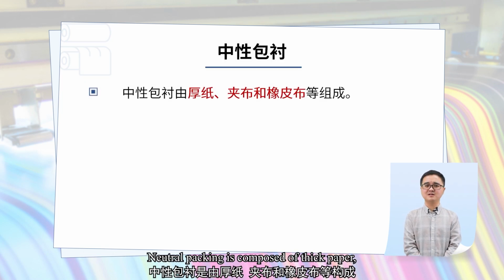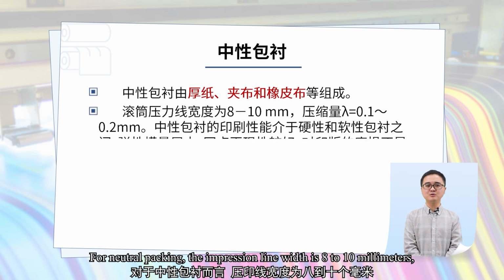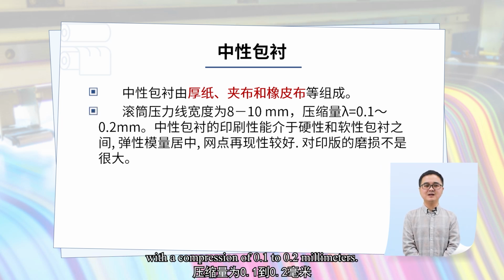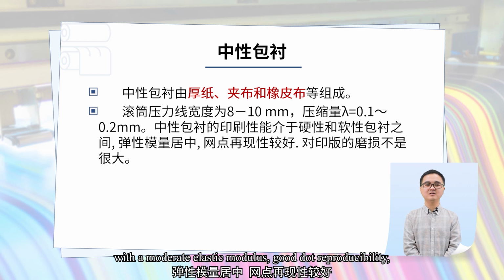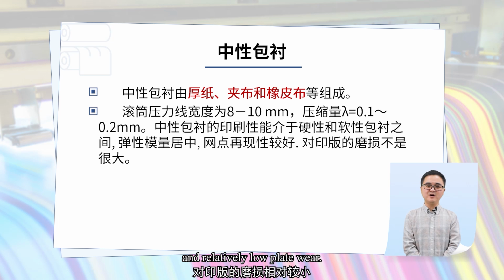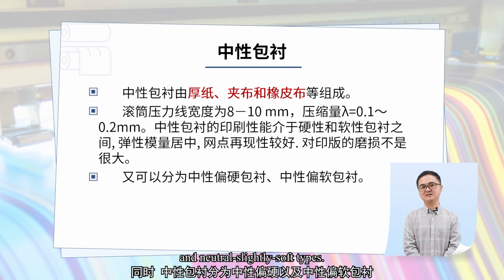Neutral packing is composed of thick paper, cloth interlayer, and rubber blankets. For neutral packing, the impression line width is 8 to 10 millimeters, with a compression of 0.1 to 0.2 millimeters. The printing performance of neutral packing is between that of hard and soft packings, with a moderate elastic modulus, good dot reproducibility, and relatively low plate wear. At the same time, neutral packing is divided into neutral slightly hard and neutral slightly soft types.